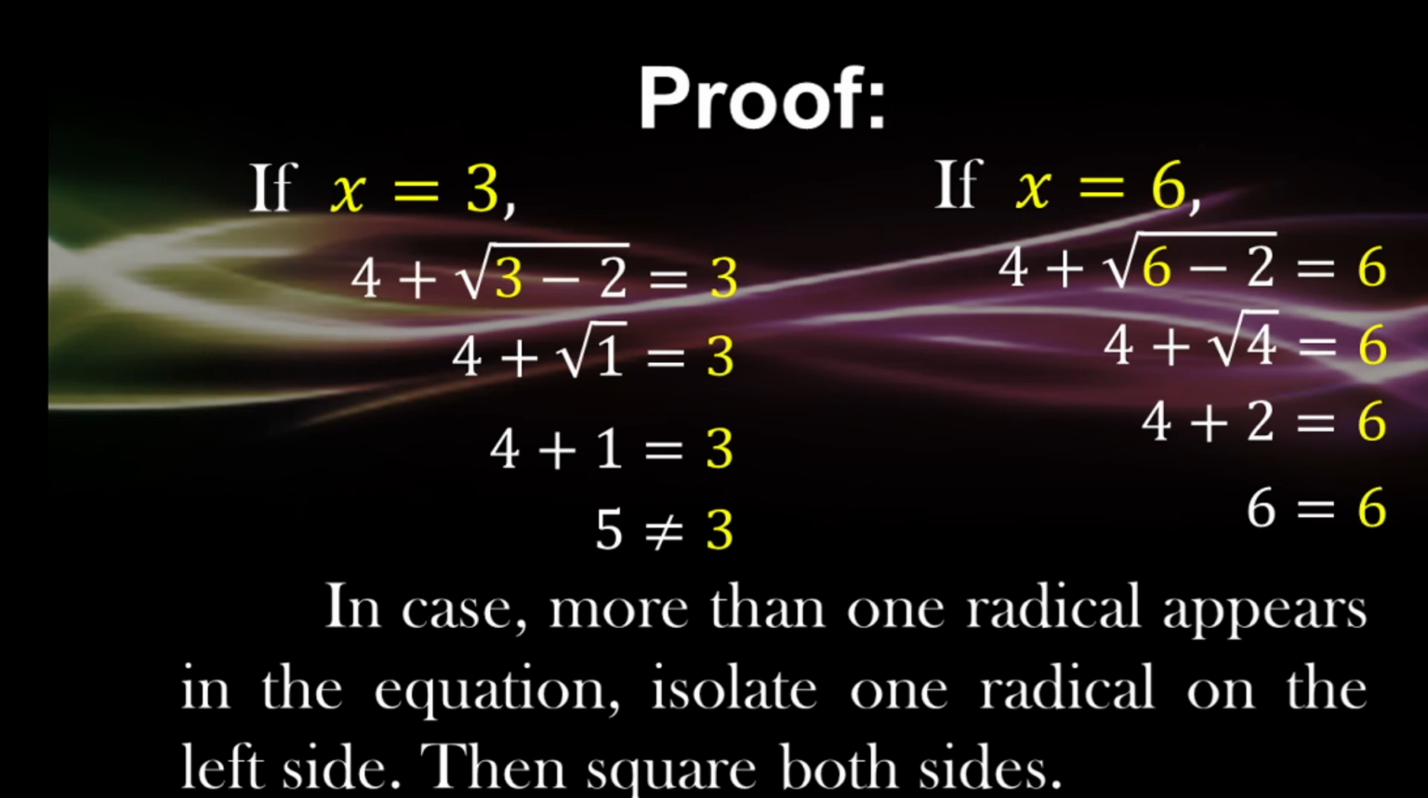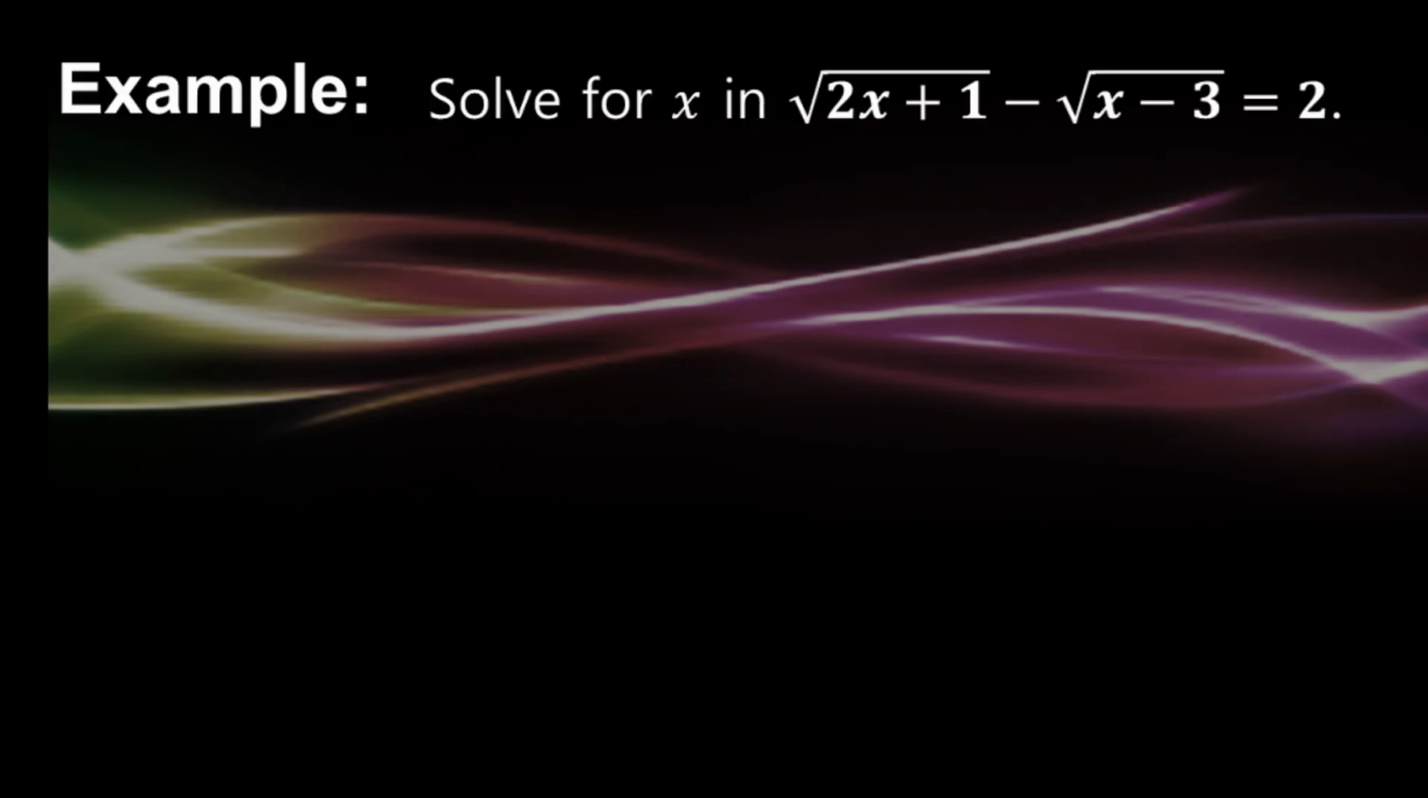In case more than one radical appears in the equation, we need to isolate one radical on the left side, then square both sides. We continue to do this until no radical can be found in the equation. For example, we have to solve for x in the square root of 2x plus 1 minus the square root of x minus 3 is equal to 2.